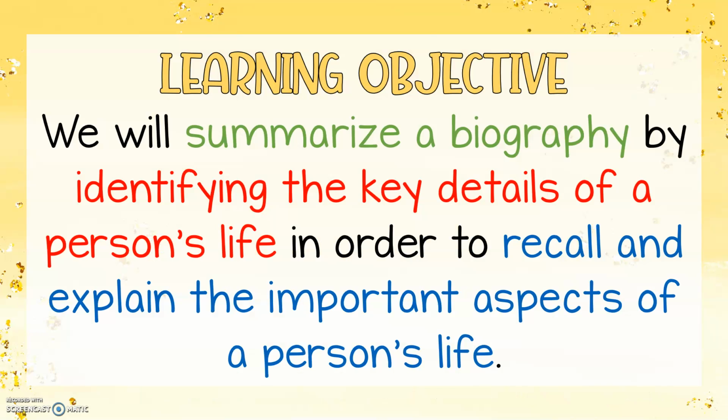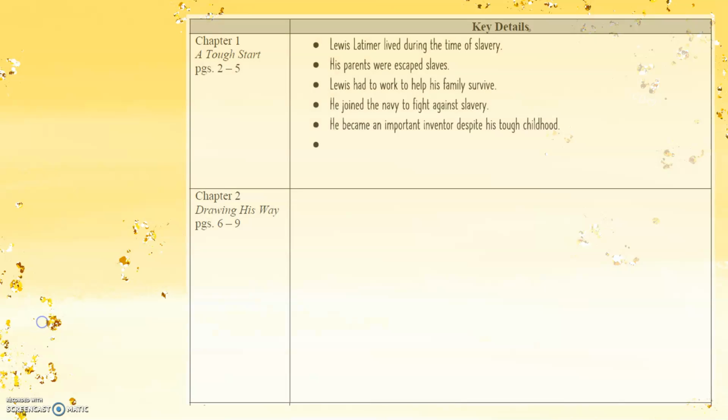This lesson's learning objective: we will summarize a biography by identifying the key details of a person's life in order to recall and explain the important aspects of a person's life. So, we're going to be looking at the graphic organizer in your packet, and they did part of chapter 1 for you. So, I'm going to be focusing on chapter 2.